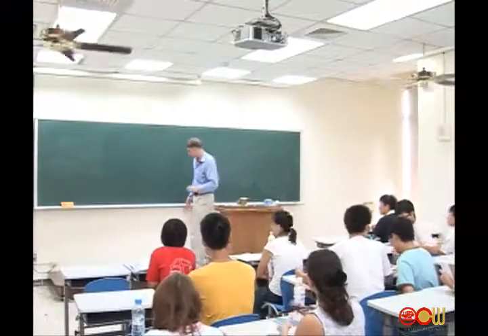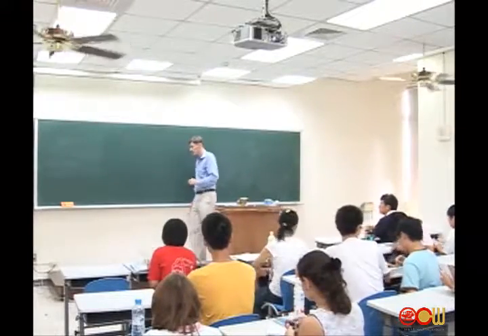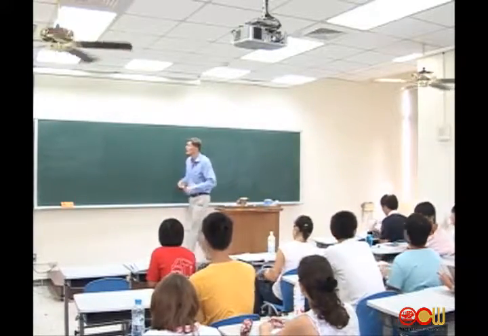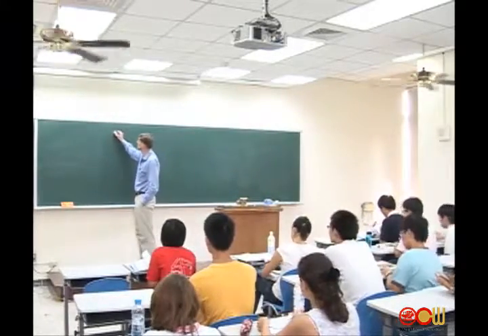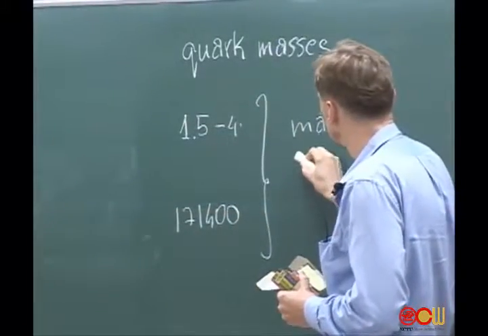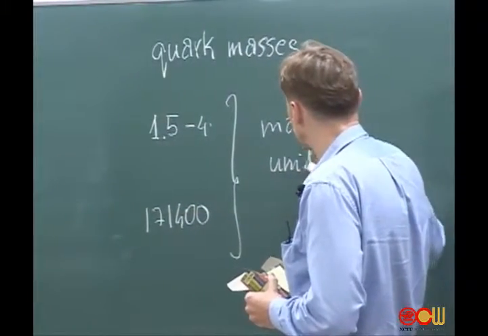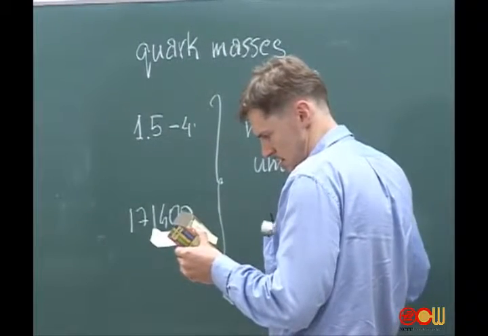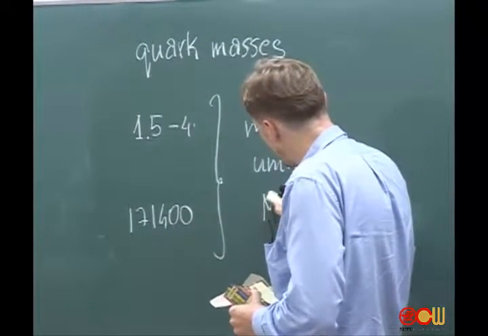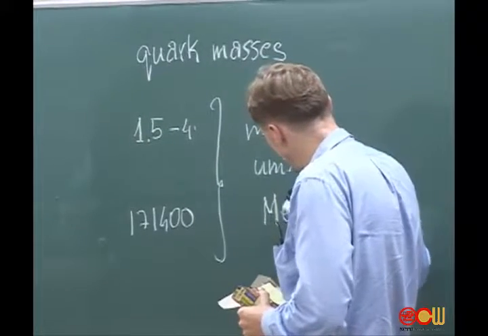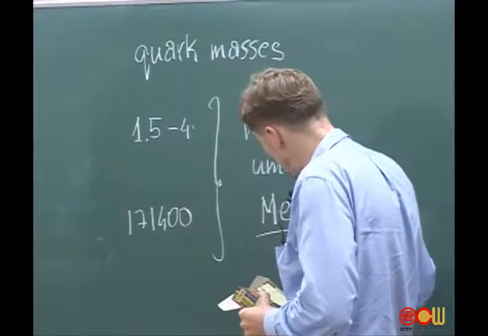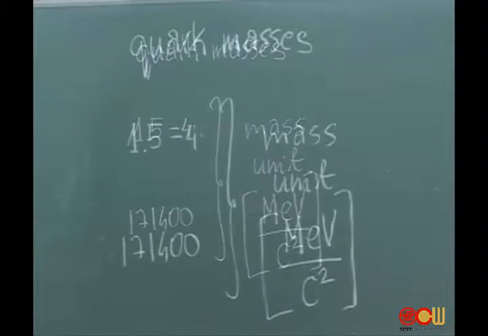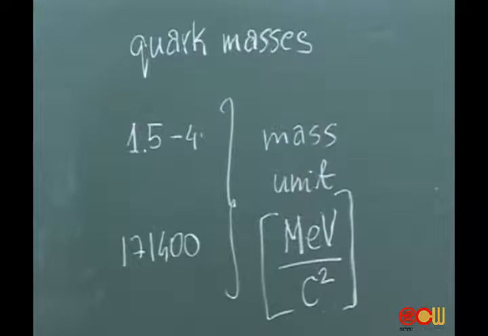Last time there was a question: what are the units for the quark masses? It was mega electron volt divided by c square, which sounds like a very strange unit for mass. But maybe I can explain why it comes that way.